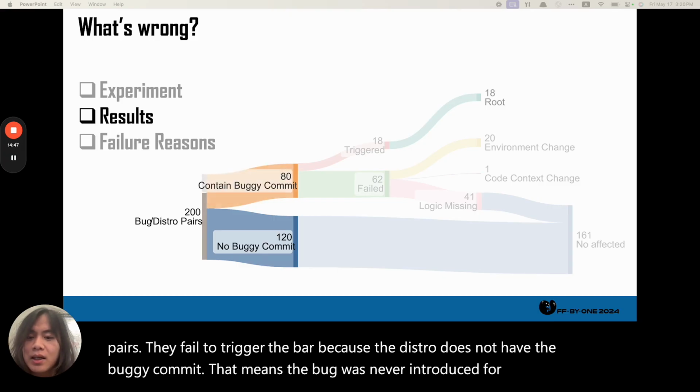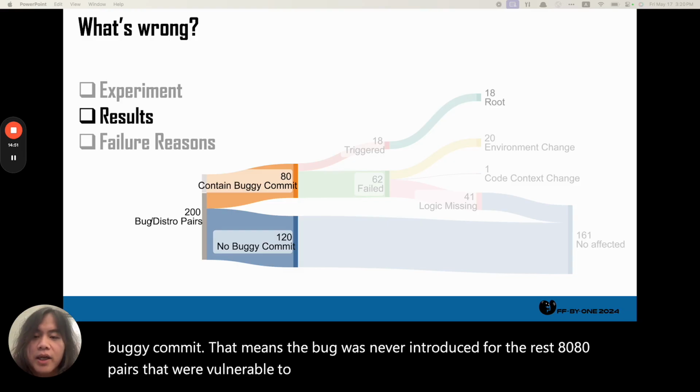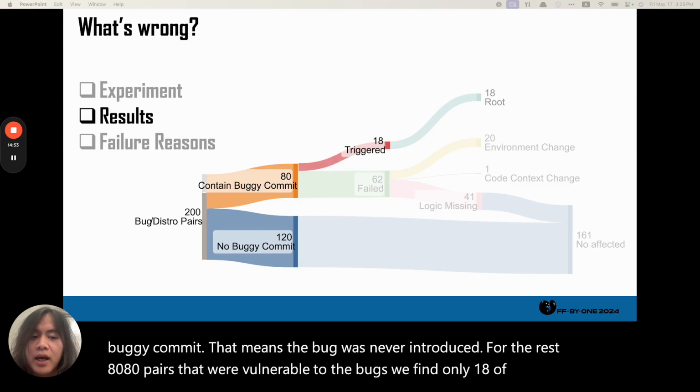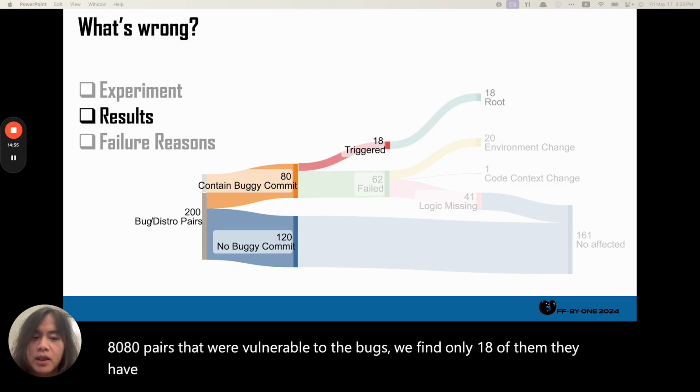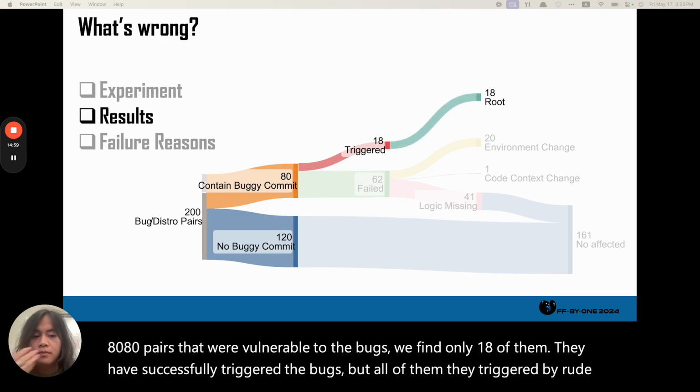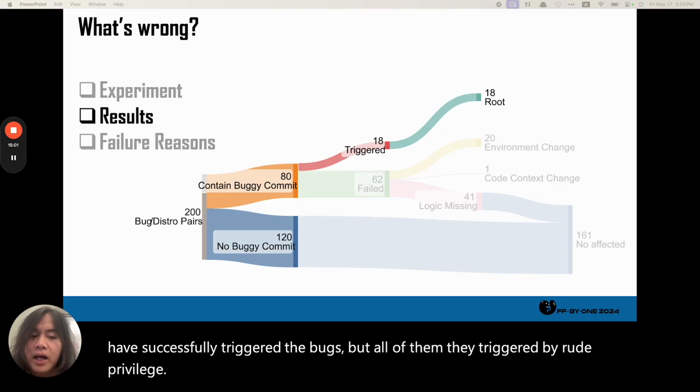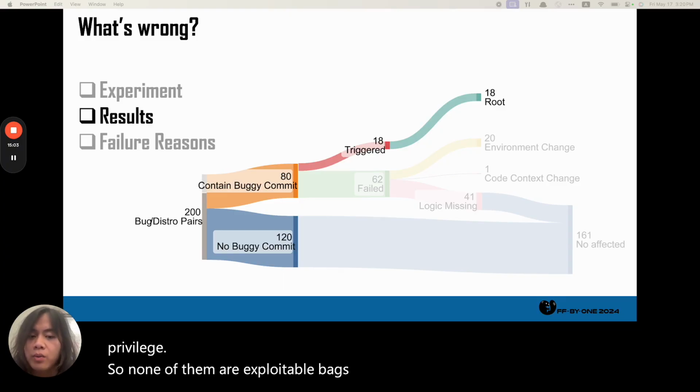For the rest, 80 pairs that were vulnerable to the bugs, we found only 18 of them successfully triggered the bugs, but all of them were triggered with root privilege. So none of them are exploitable bugs, because they require root privilege.